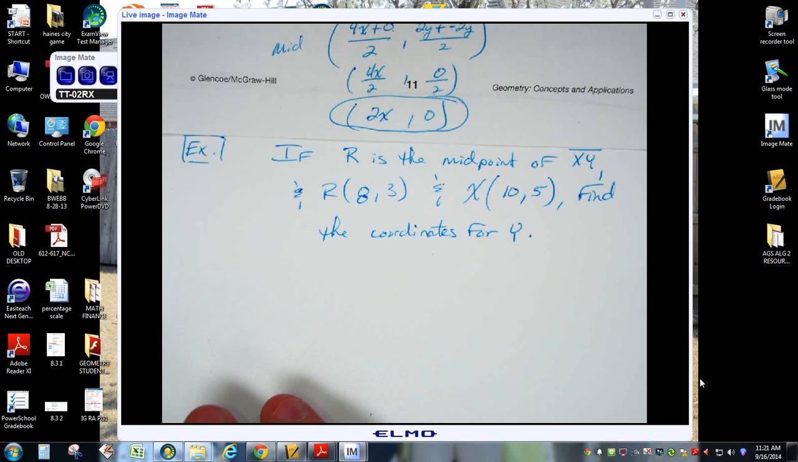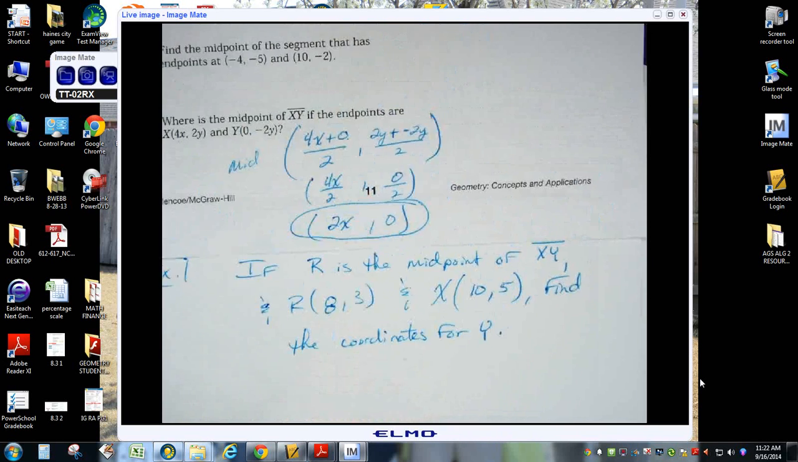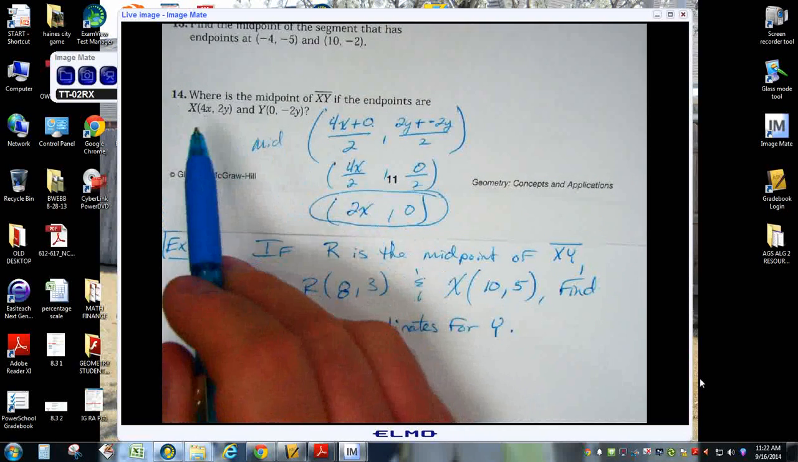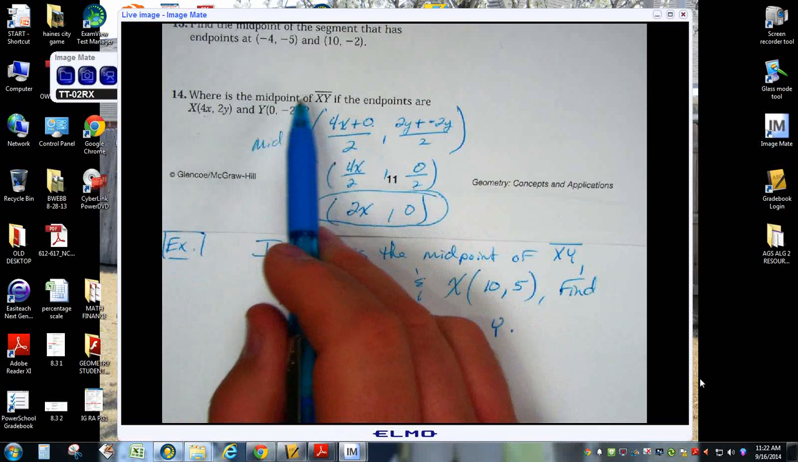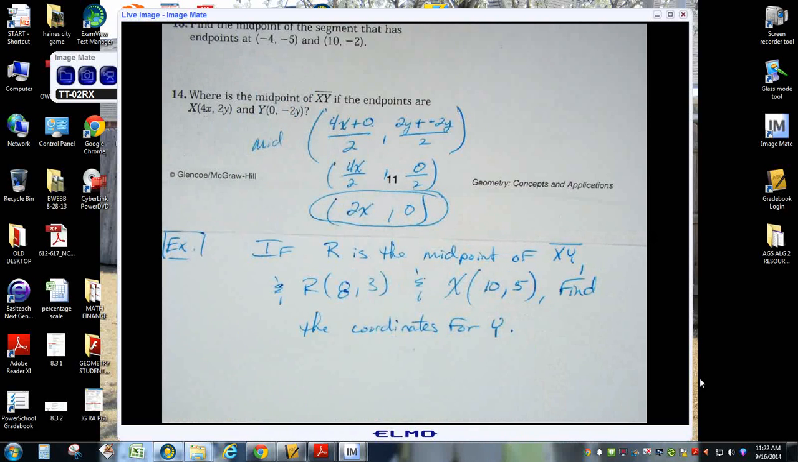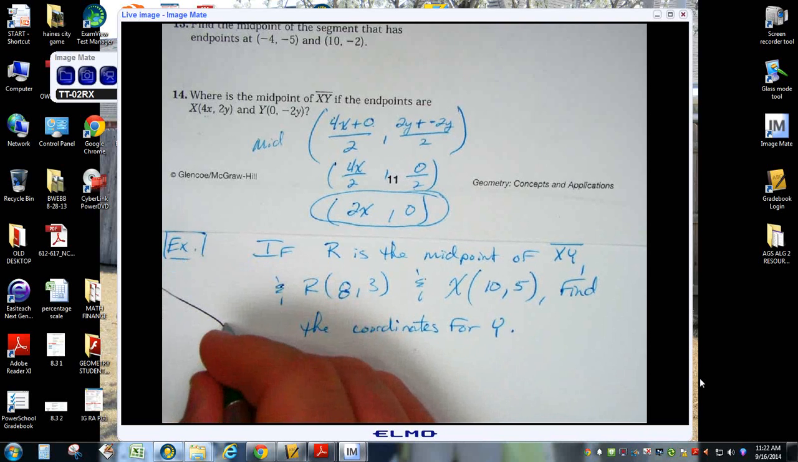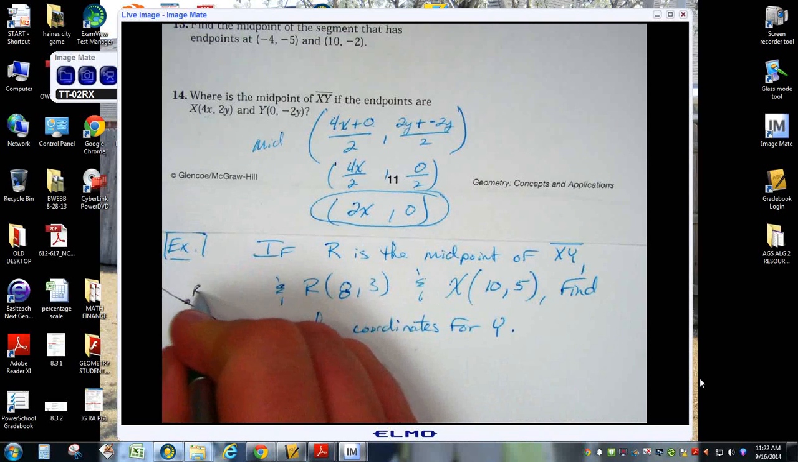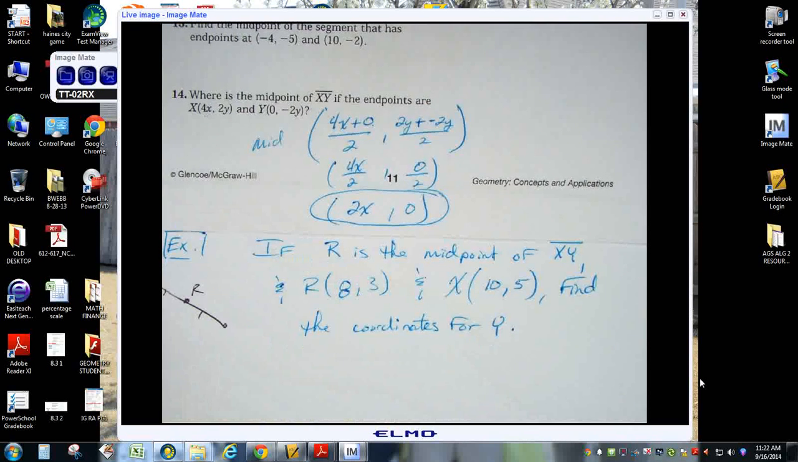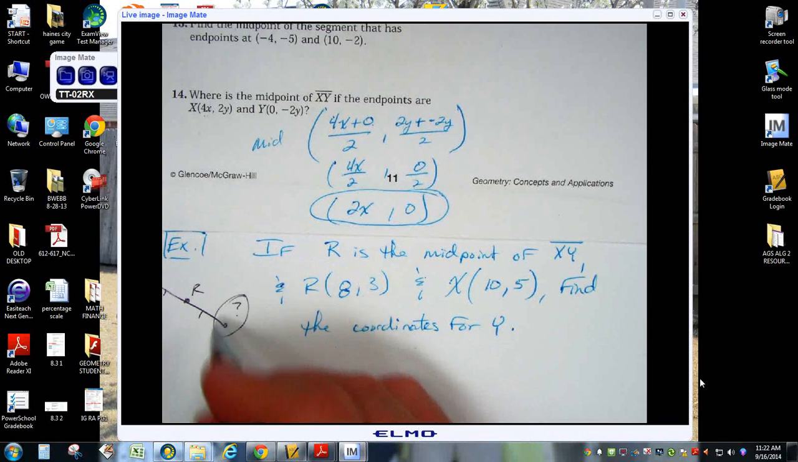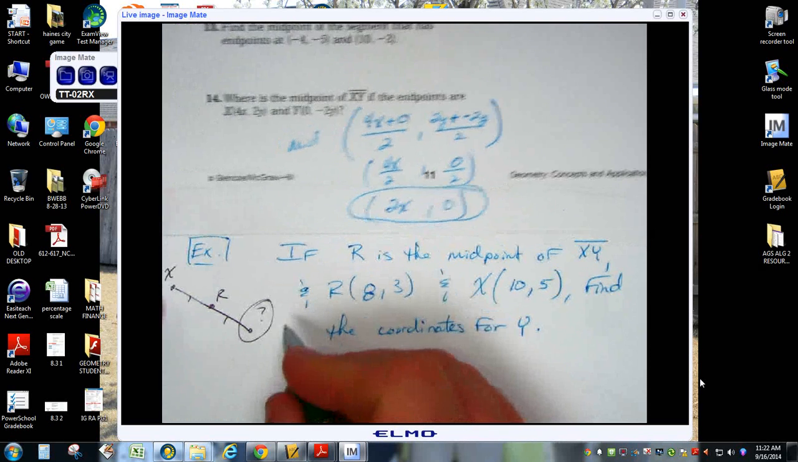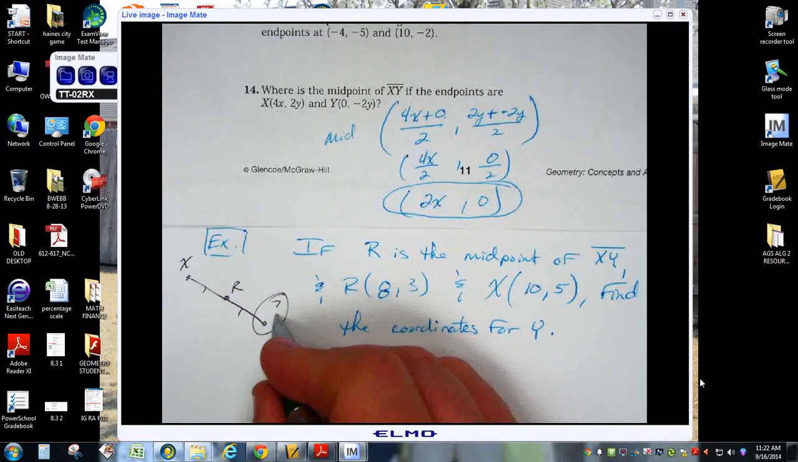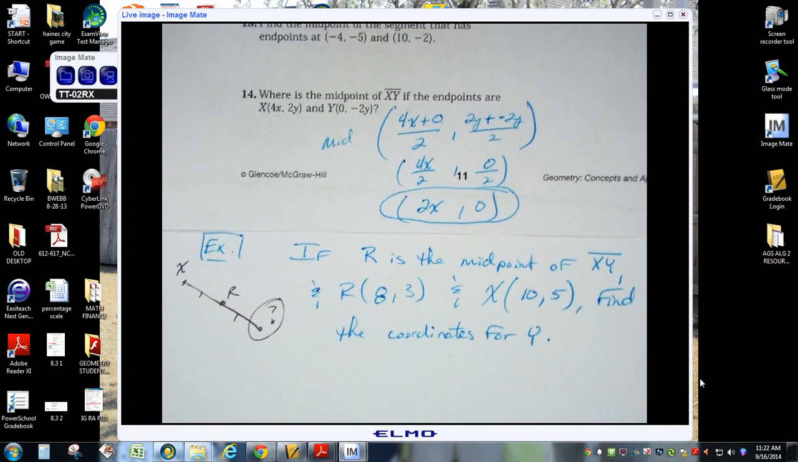How is this different than the one I just did? Up here I gave you the two what? Endpoints, and asked you to find the what? On this problem, you've basically got some line here, right? And they gave you R, which is your midpoint, right? And then they gave you X, which is this other point. This is the other one they're wanting you to find. Okay? Does that make sense? Watch. It's important you watch and not write here.